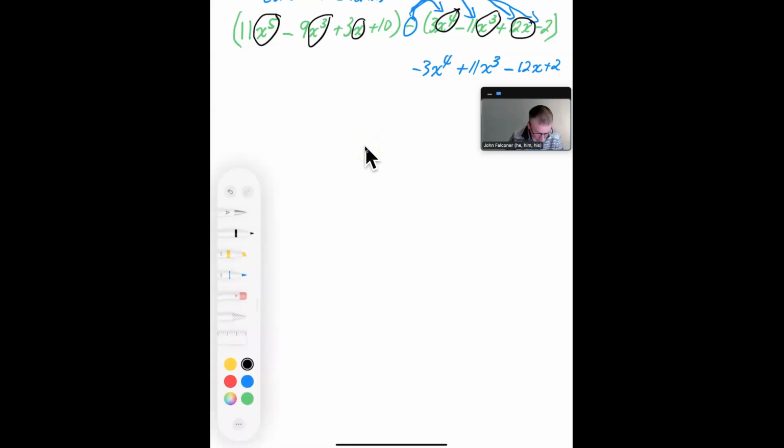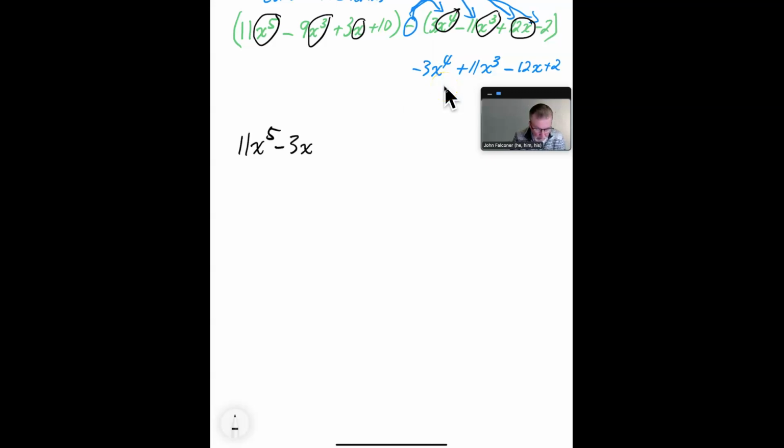So we're going to rewrite this. We'll start bringing down those terms. We have 11x to the 5th, and then we have a negative 3x to the 4th. So that's a minus 3x to the 4th. And then our third term, our x cubed term, we have 11 of those here. And how many do we have on this side? We've got 9, but they are negative, right? So here we're combining negative 9x cubed with positive 11x cubed.